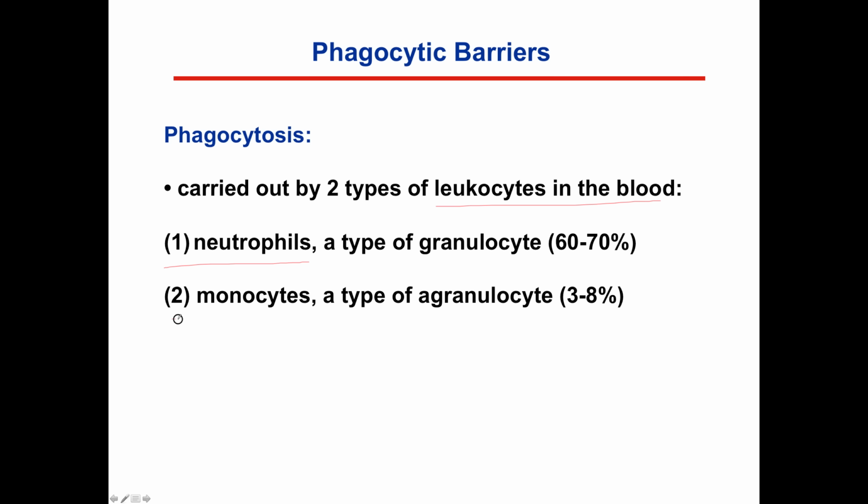And then monocytes, which are also a type of agranulocyte, are in the blood, and they're also phagocytic cells, and they later can differentiate into macrophages.